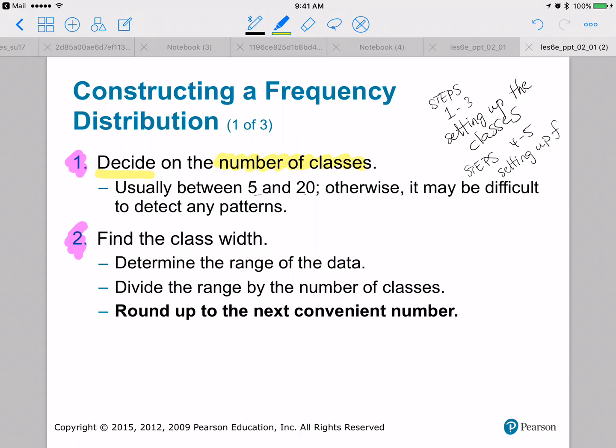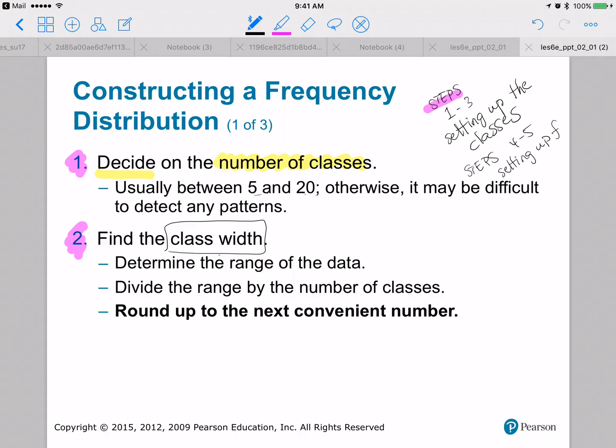Okay. So first thing is to remember steps 1 through 3. What we're focusing on is setting up the classes. So you're going to determine the number of classes you need. Then you're going to find the class width. Now, class width. There's actually a formula for class width, and here's how you get it.